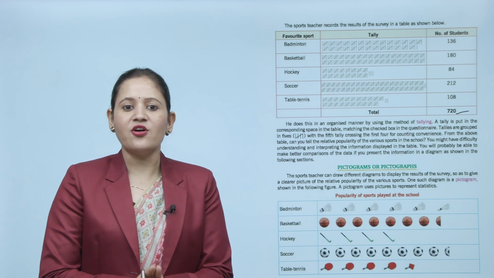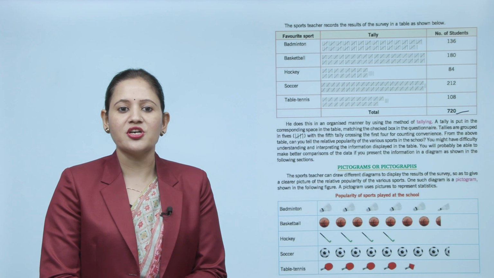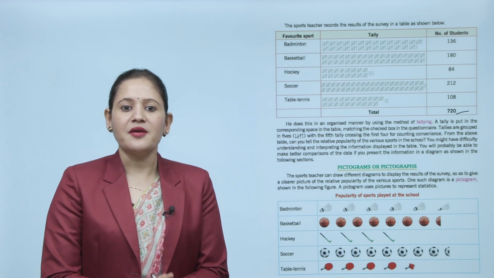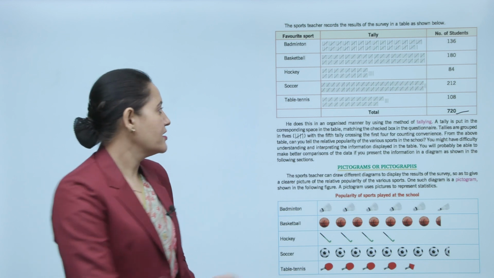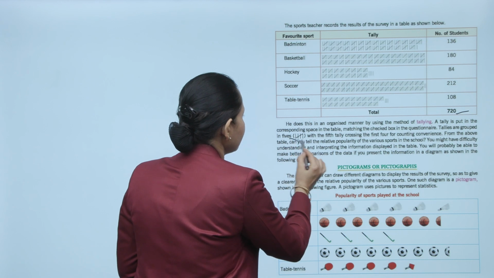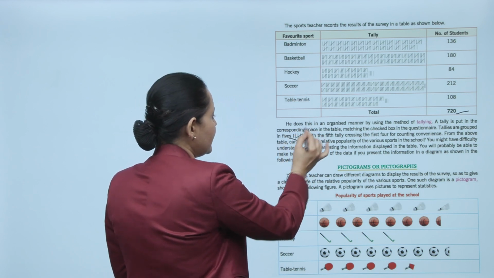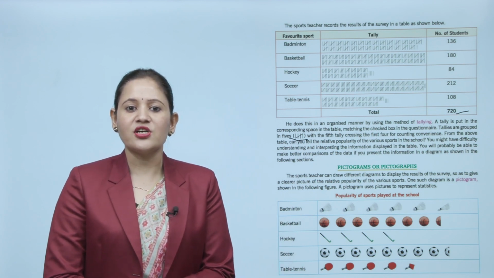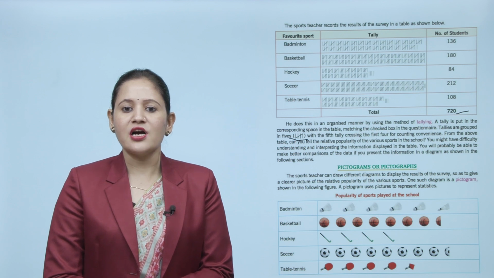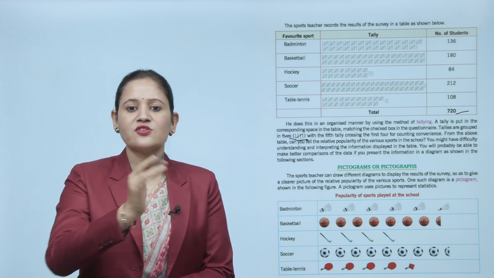He does this in an organized manner by using the method of tallying. A tally is put on the corresponding space in the table, matching the checked box of the questionnaire. Tallies are grouped in 5. What is this representing? That is representing number 5. 4 standing lines and 1 slanting line. Clear? With the fifth tally crossing the first 4 for counting convenience. We have made 4 straight lines, and 1 slanting line that is crossing it.